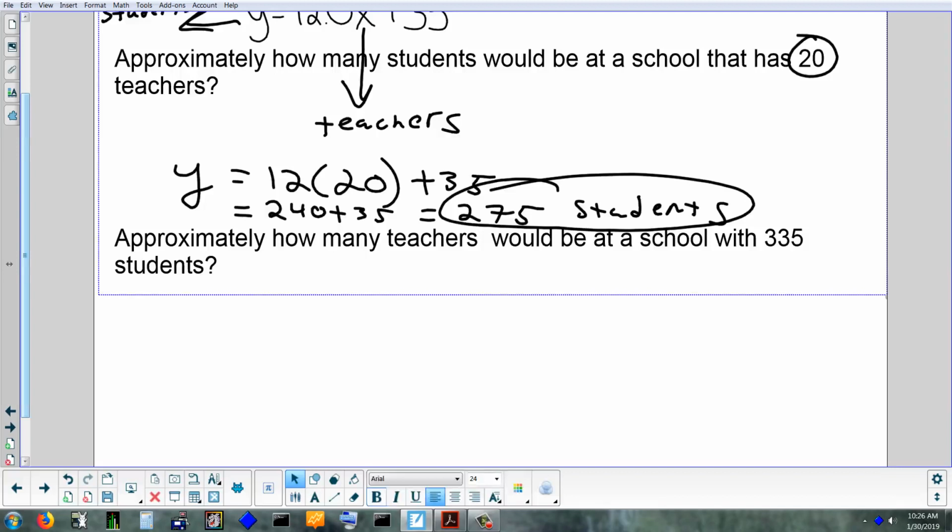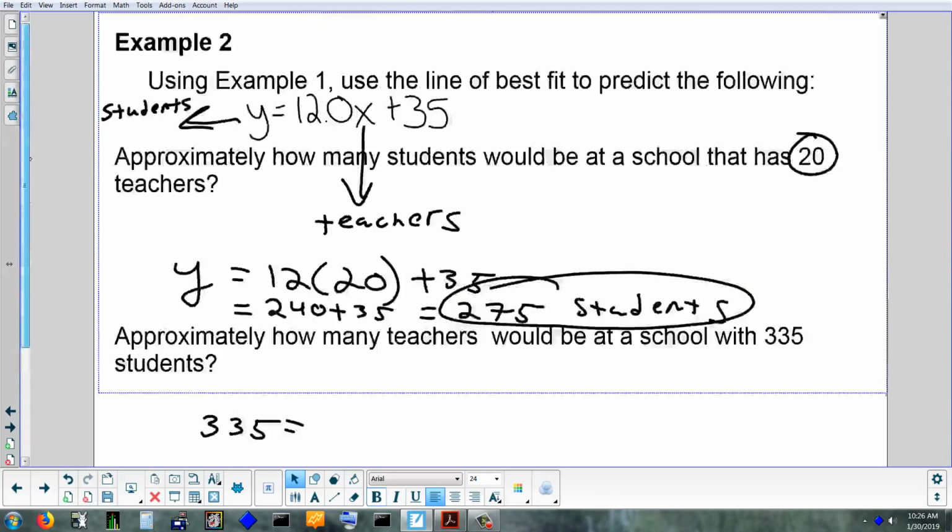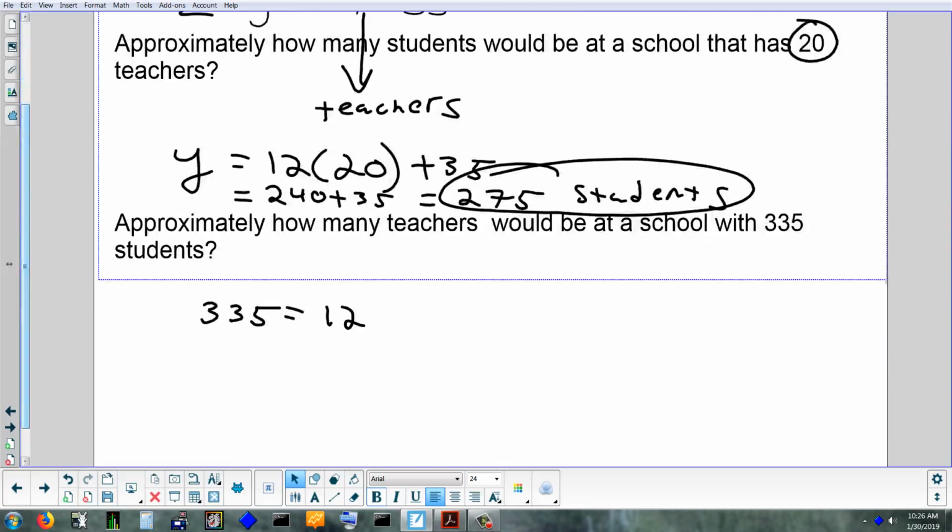Where do I plug in the 335? For Y. Yeah, plug it in for Y. So 335 equals 12x. Usually if it's a point something, Joe, it means the teacher works part-time. Like if you're a teacher that works a 0.5 schedule, that means you only work half-time.